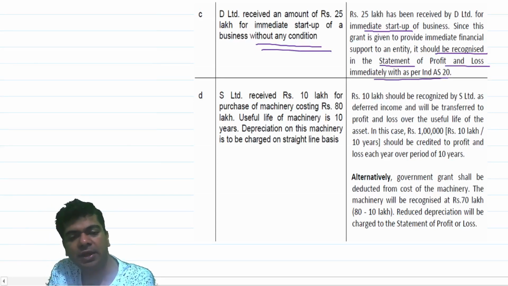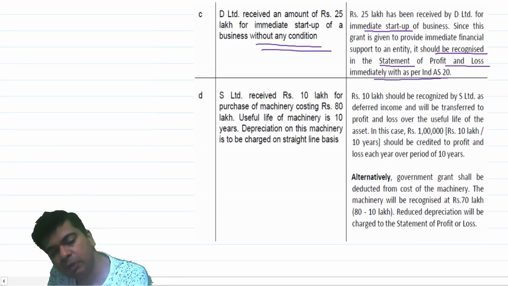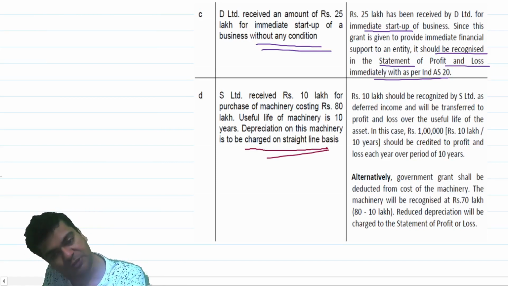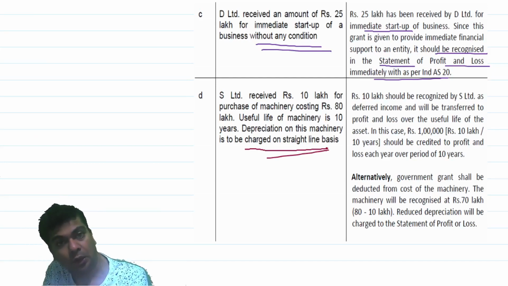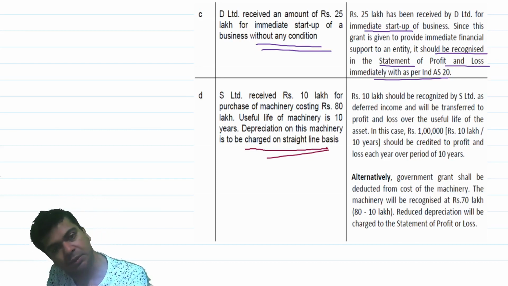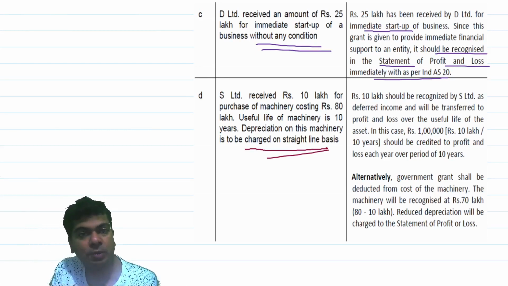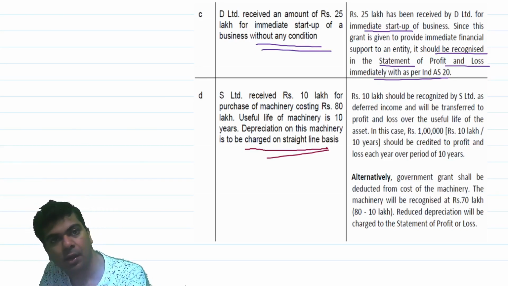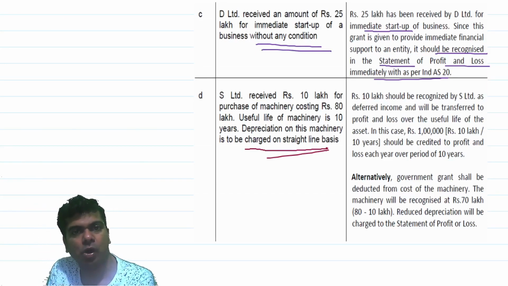And they say now that S Limited received rupees 10 lakhs for purchase of machinery costing rupees 80 lakhs. Useful life of the machinery is 10 years. Depreciation on this machinery is to be charged on straight line basis. 10 lakhs for purchase of machinery. You are going to acquire a depreciable asset. If you are acquiring a depreciable asset, there are two approaches under Ind AS 20. I hope you are able to recall those two approaches.